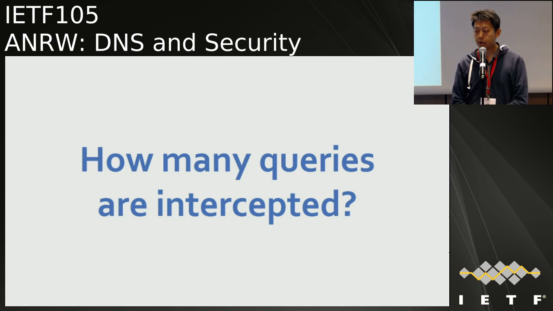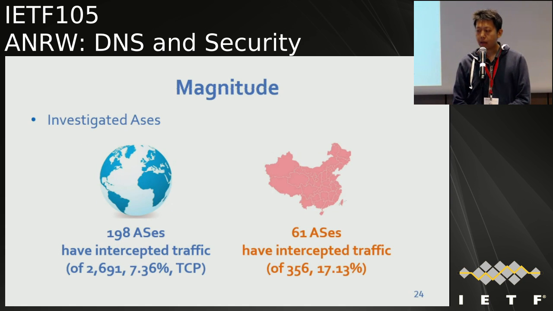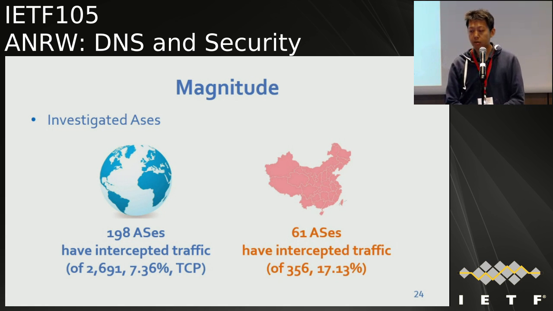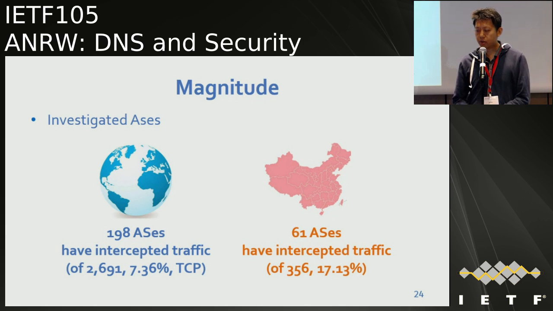The first question we want to answer is how many queries are intercepted. We looked into the 2 different platforms. For the global analysis, we have about 1,700 AS, and it turns out there are 198 AS doing interception. For the experiments in China, we found that from those 356 AS, there are 61 AS doing interception. So those numbers are not small, and we think this turns out to be an issue we really need to take good care of.